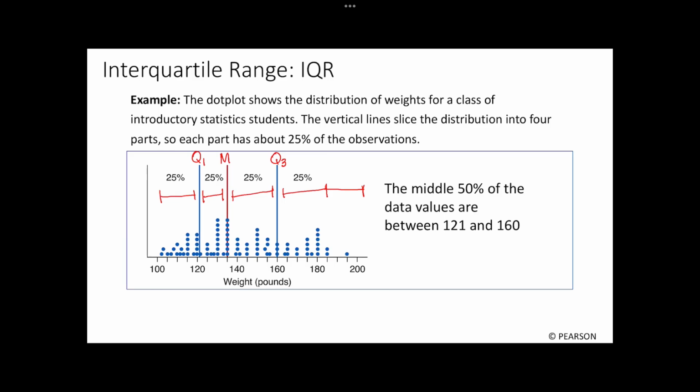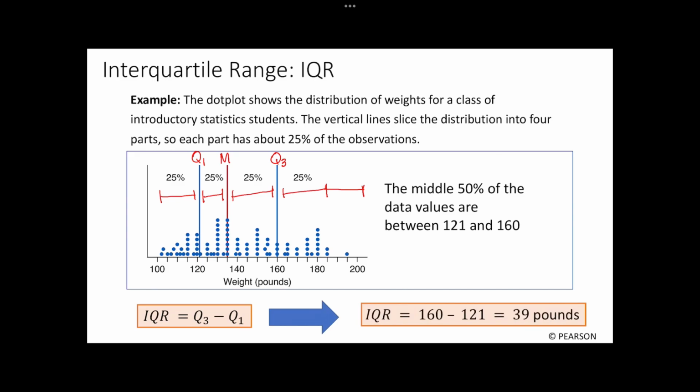Okay, so 25% of the weights are between, say, 100 and 121. Another 25% between 121 and the median, and so on. The interquartile range here is 160 minus 121, which is 39 pounds. Okay, so the middle 50% of the data values are in that range of 39 pounds.